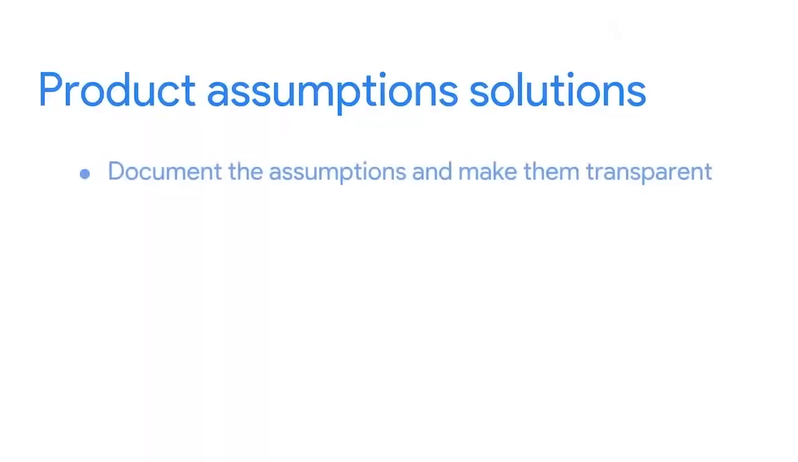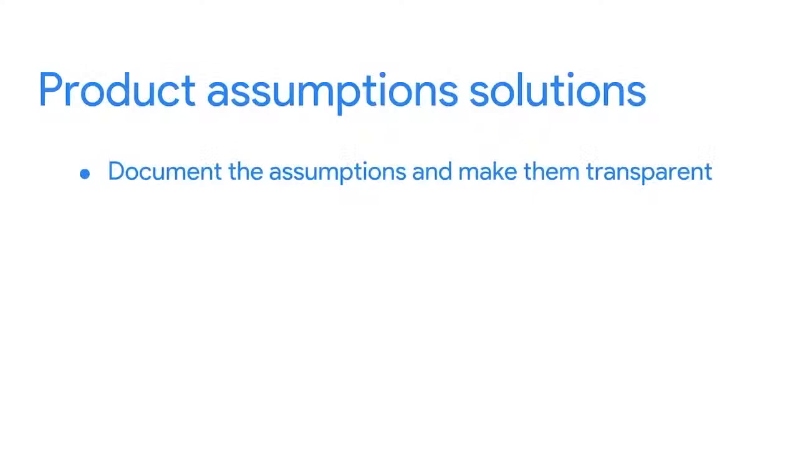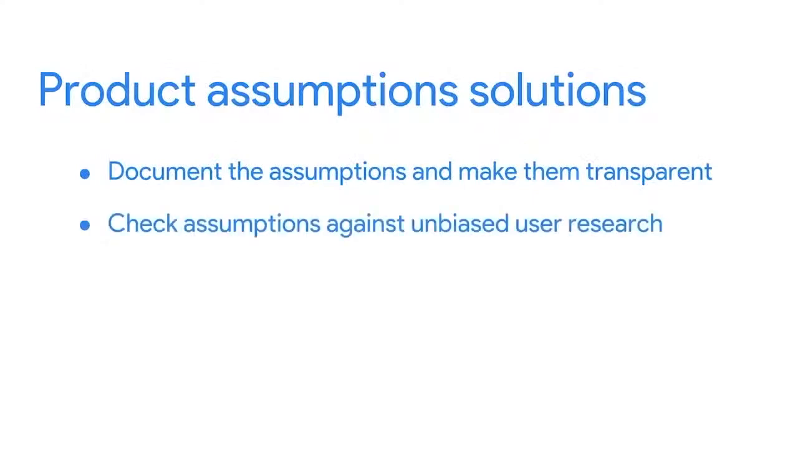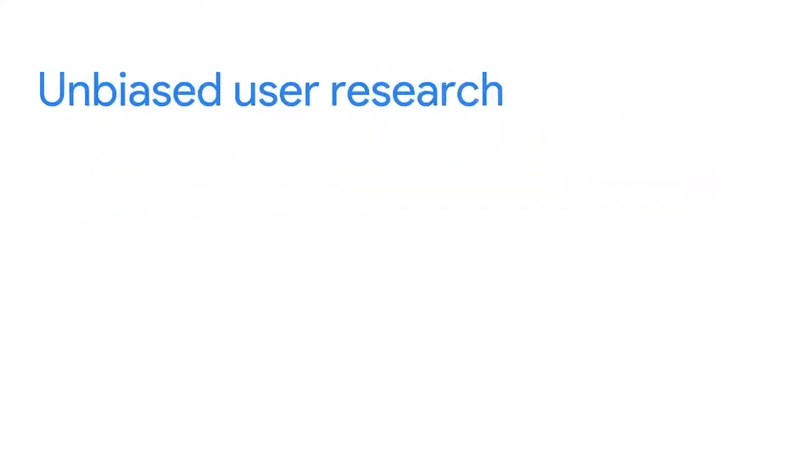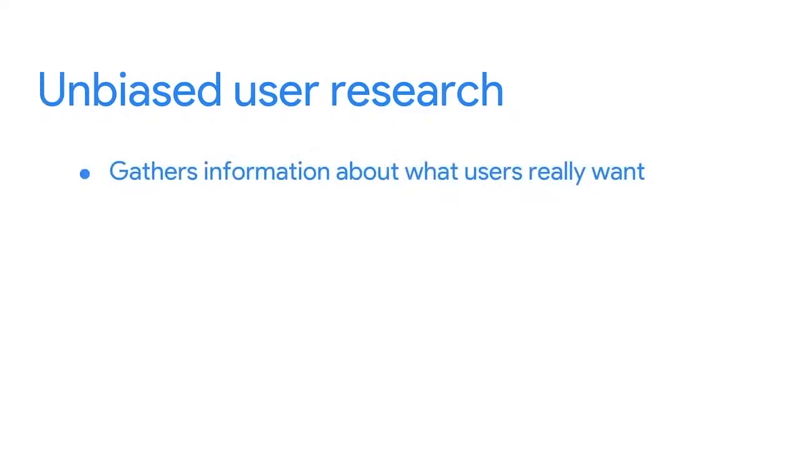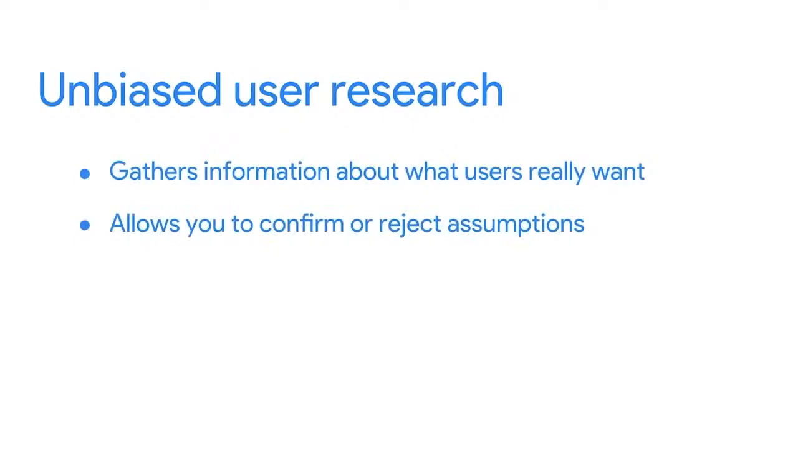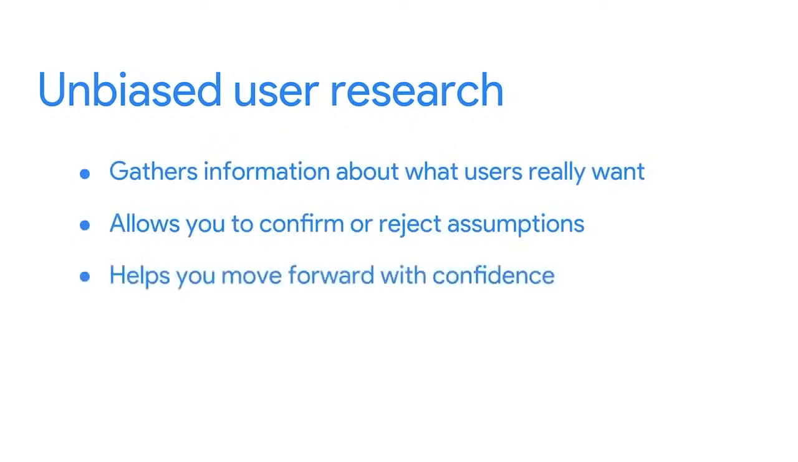As a way to deal with product assumption issues, document the assumptions and make them transparent. This allows you to discuss the assumptions as a team and either agree that they're safe assumptions to make or decide to question and double-check them. If you do decide to double-check them, you can use unbiased user research. Unbiased user research gathers information about what users really want. It allows you to confirm or reject assumptions and helps you move forward with confidence.